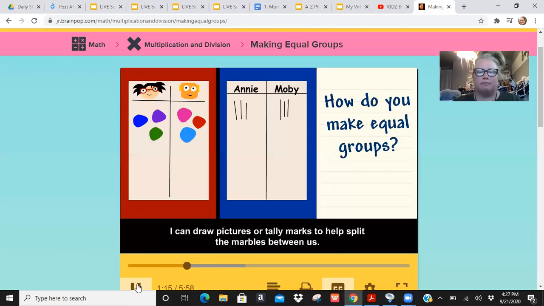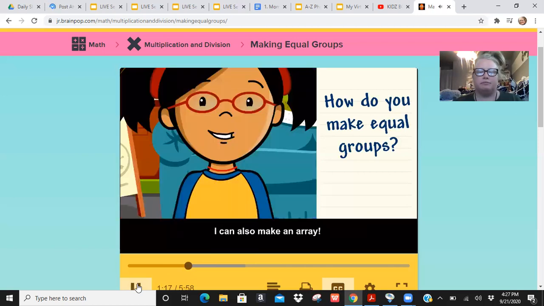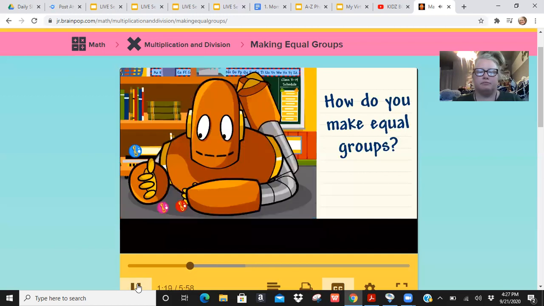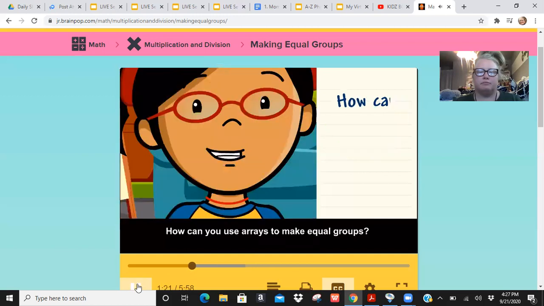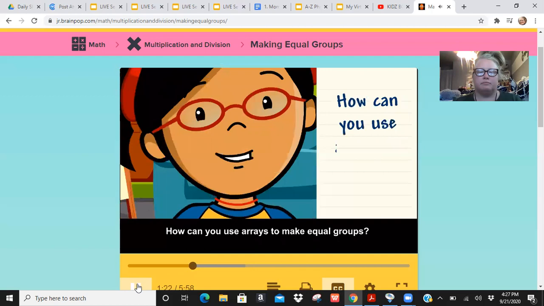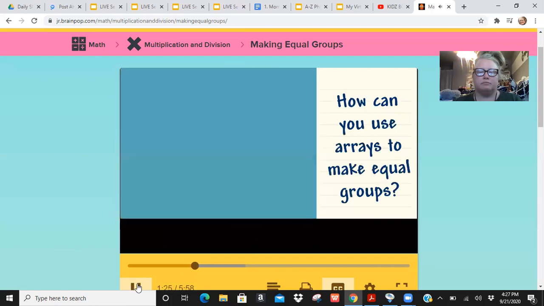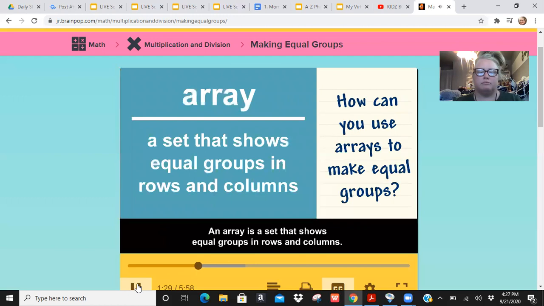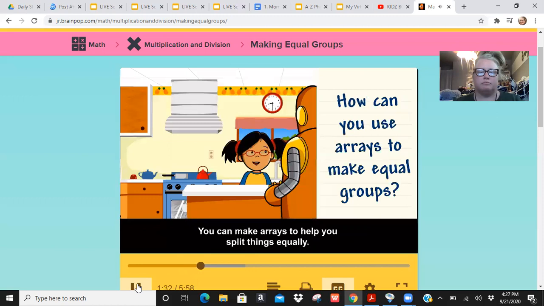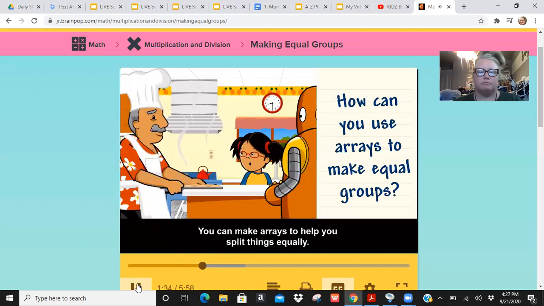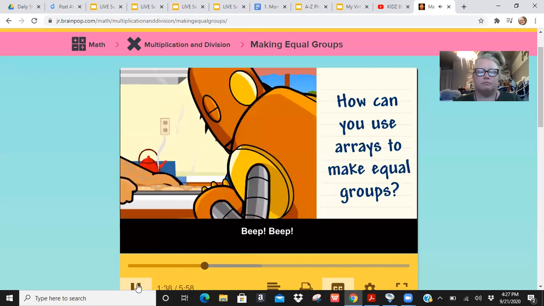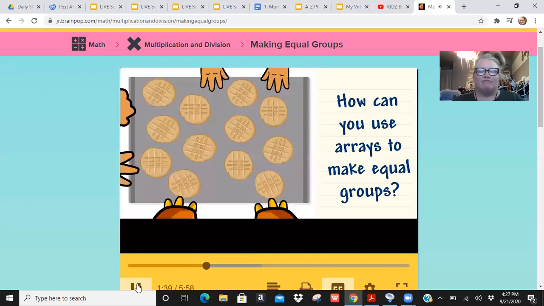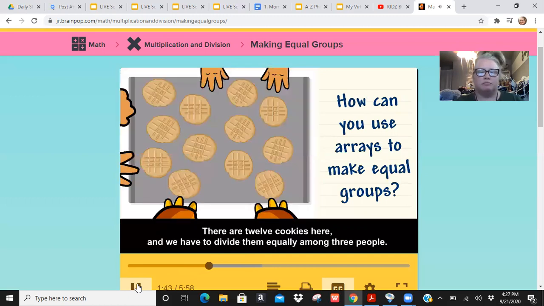I can also make an array. How can you use arrays to make equal groups? An array is a set that shows equal groups in rows and columns. You can make arrays to help you split things equally. There are 12 cookies here, and we have to divide them equally among 3 people.